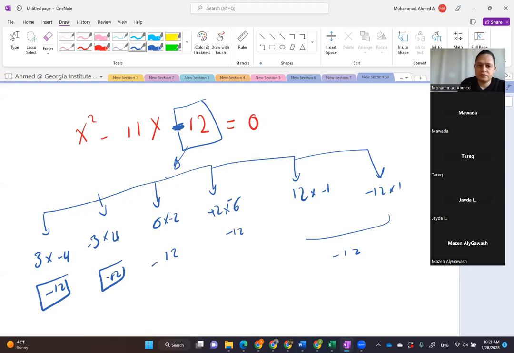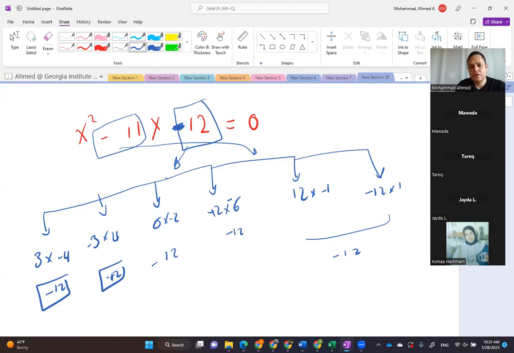Which one are we going to use? The one whose addition equals the middle term. So 3 and -4 gives -1, not going to use. This is +1. This is +4. This is negative 11, sorry, this is positive 11, and this is the negative 11, right? We're going to use this one.